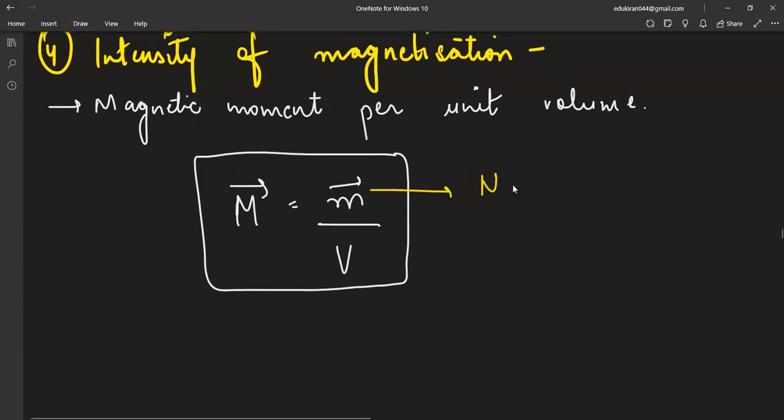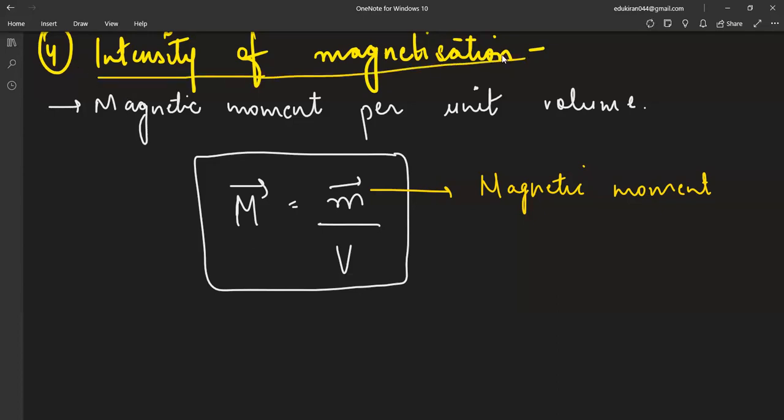This is magnetic moment. So it's more of a magnetic moment density rather than intensity of magnetization. But the name is intensity of magnetization, and this name will be used as it is in your calculations.